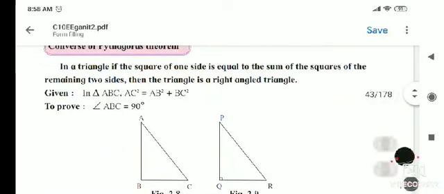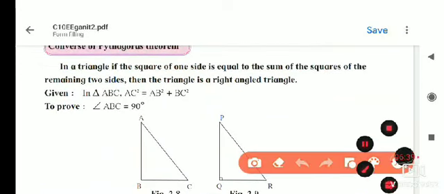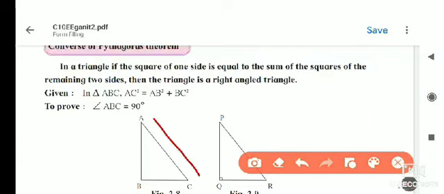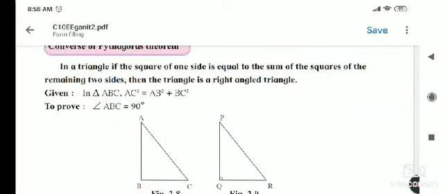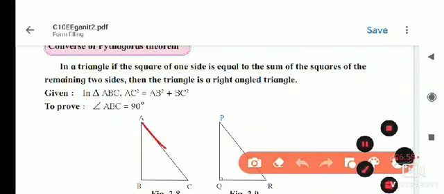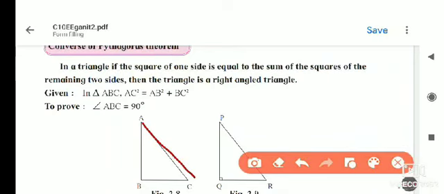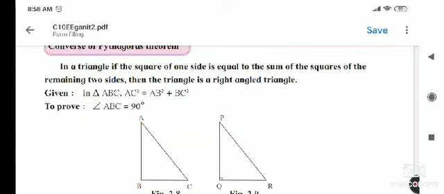So here what is the converse? In a right angle triangle, if the square of one side, means AC square, is equal to the sum of squares of the remaining two sides, okay, then the given triangle is a right angle triangle. Sorry, my mistake. In a triangle, if the square of one side is equal to the sum of squares of the remaining two sides, then the given triangle is a right angle triangle.